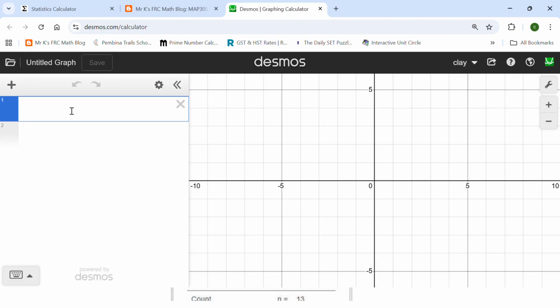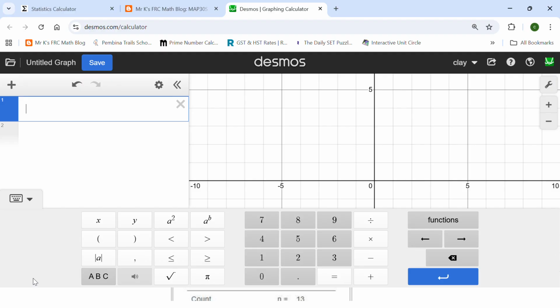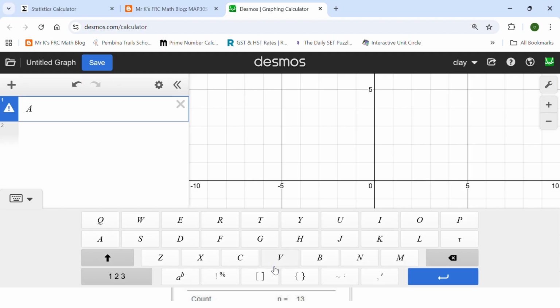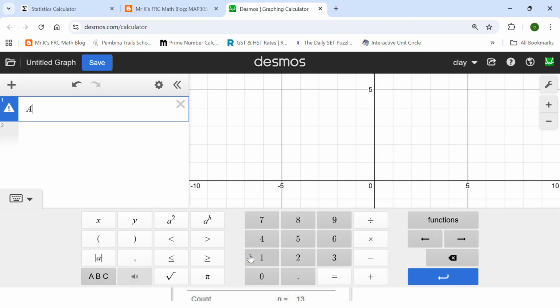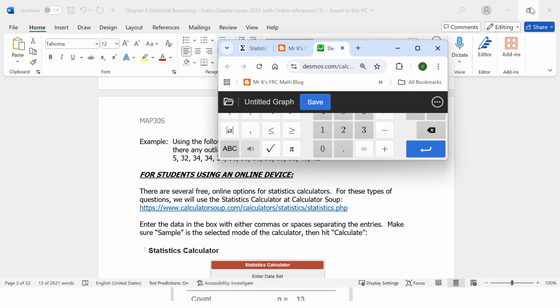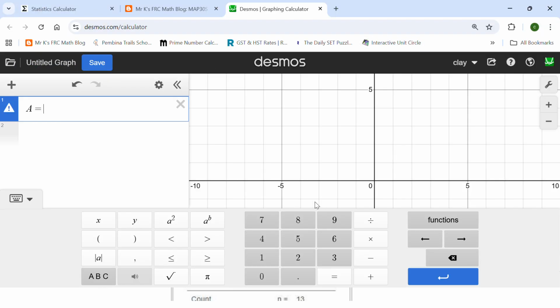Now I'm still going to have this as something I don't need to type in, but if you're going to put data into Desmos, you have to tell Desmos, hey, this is a set of data. So you call it something. I'll just call this data set A, and I'll just use letter A. If you're typing on a phone, you can bring up the keyboard, go to capital A, then go back to the numbers and go equals. I need to make this a bit bigger, don't I? Anyway, A equals, there's the equals button right there.